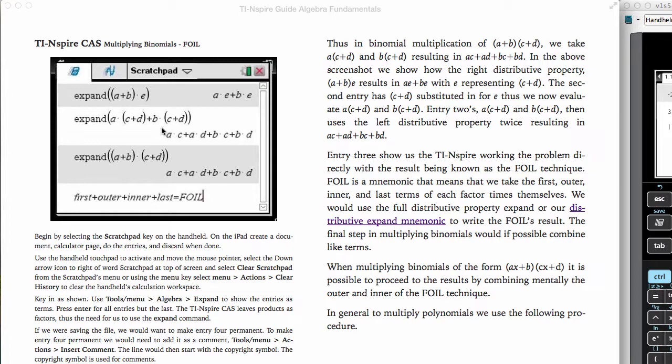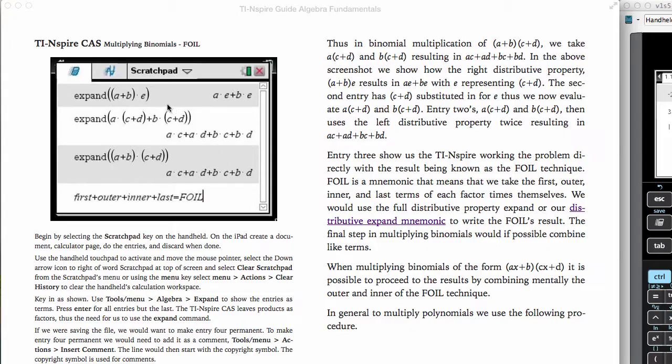Then we go down to here and we substitute in for the e the c plus d. Then again we use the expand command and it turns out to have the same answer as if we put the expand command in directly. So this is showing why the FOIL technique works.